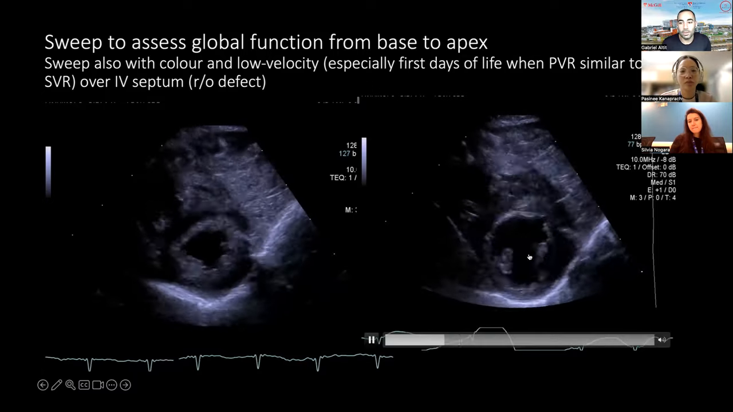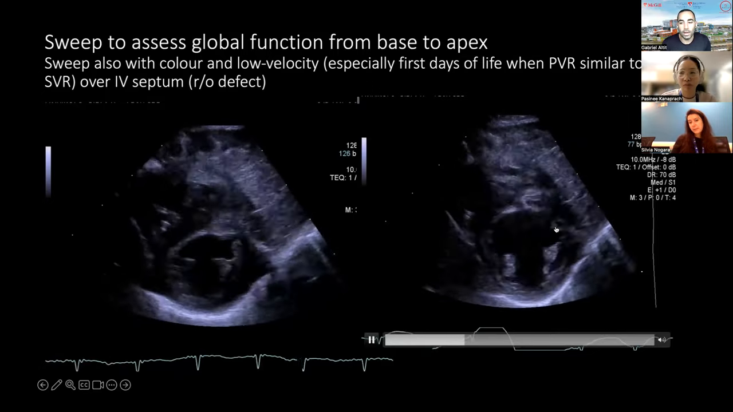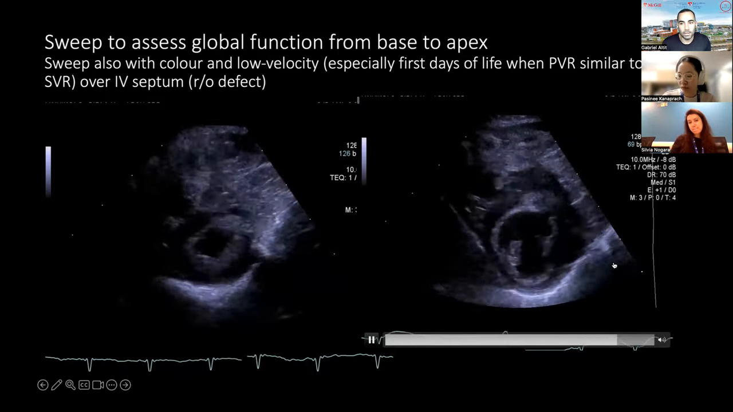This is the view at the mid-papillary level. So we have the posteromedial and the anterolateral papillary muscle.